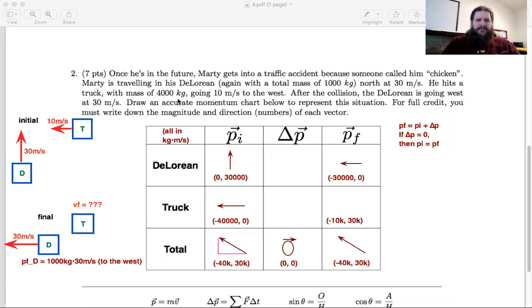So let's draw that in. We've got 10,000 to the west, so a little bit to the west. And then 30,000 to the north. In fact, we could even draw that to scale. It's got to be the same amount as the DeLorean's initial momentum. So 10,000 to the west, 30,000 to the north. And then we can just draw in an arrow that's going in that direction. North and west. Mostly north, a little bit west. So sort of north, northwest-ish. Any questions on that so far?